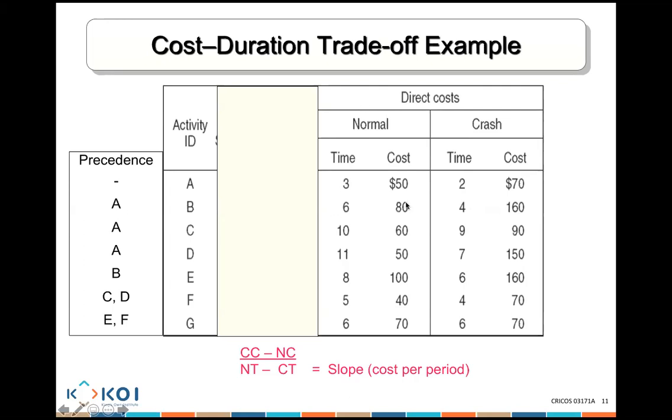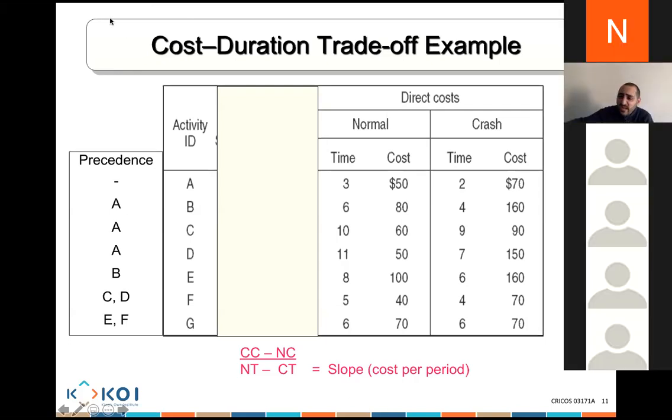So the normal cost is $80, crash cost is $160. For activity C, normal time is 10, but crash time is 9. So I can finish it in 9 days instead of 10. My cost is 60 normally if it's 10 days, but my cost is 90 if I make it in 9 days. So basically what this is telling you is that a lot of the activities here could be crashed.